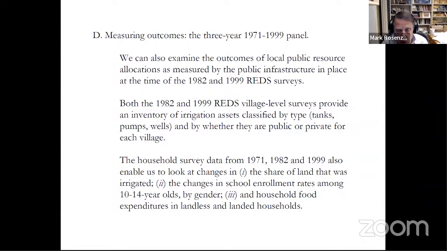All right, we can also look at outcomes. Okay, so what I was just talking about were programs, like food for work programs and employment programs and school building programs and infrastructure and irrigation building programs. But we can also look at some outcomes. We have from the 1982 and 99 REDs, we can look at the inventory of public irrigation assets, tanks, pumps, and wells. And from the survey data from 71, 82, and 99, we can look at the share of land that was irrigated, the changes in school enrollment rates among 10 to 14-year-olds, by gender. And we can also see who basically is benefiting from the move to democracy by looking at the ratio of the household food expenditures in landless versus landed households. And when we look at roads, which we're going to do at the end, so we don't have any predictions on roads, we're actually going to use the census handbooks. So for 1991, we have the villages that have pucca roads, that have improved roads.